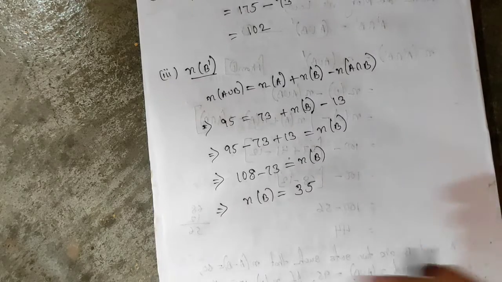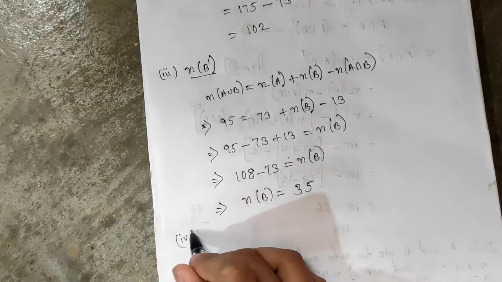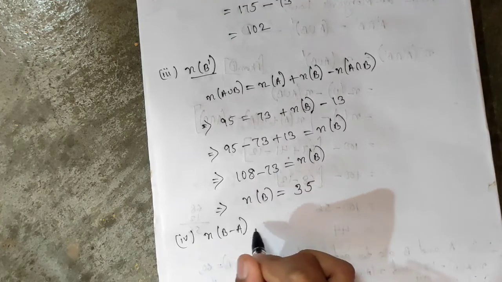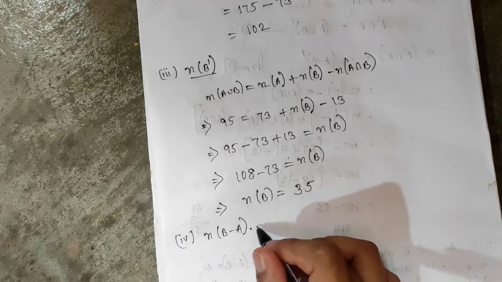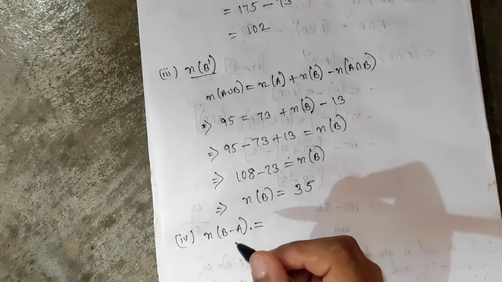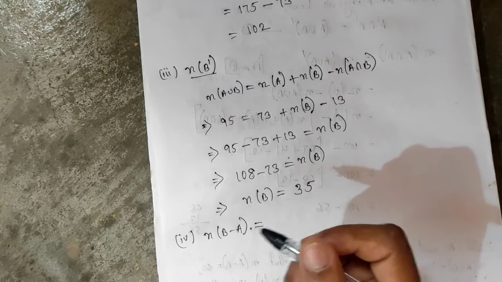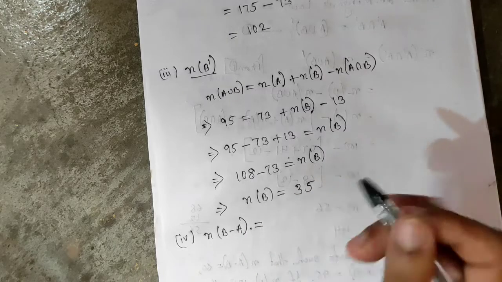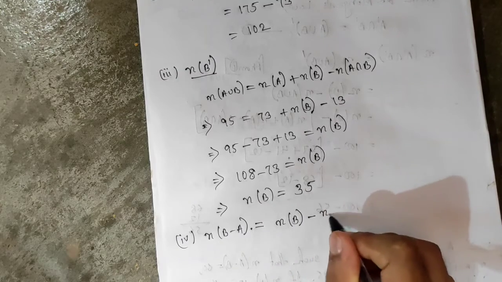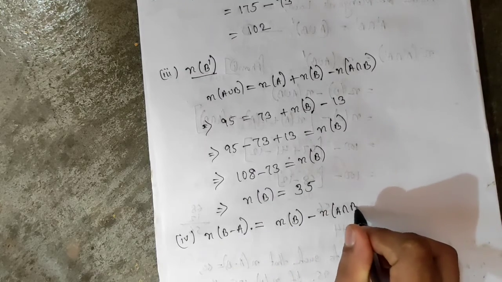Okay, clear? Now number 4, we need to find n of B minus A. We know this formula. n of B minus A means we have to find the elements in B but excluding the elements of A. That means from B we subtract the common elements, that is A intersection B.